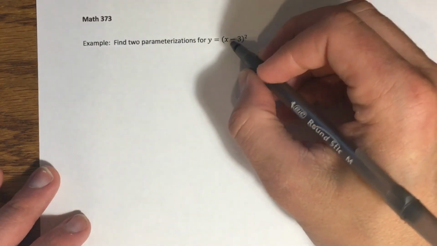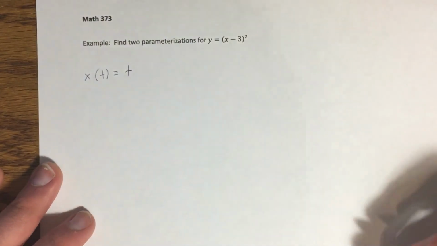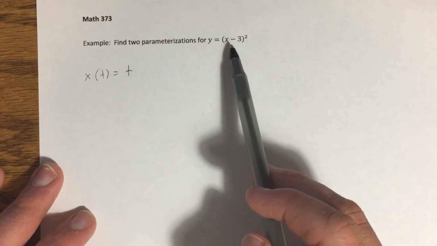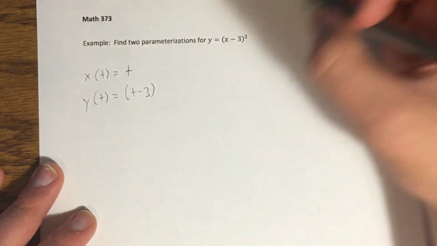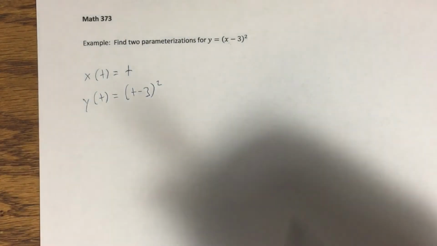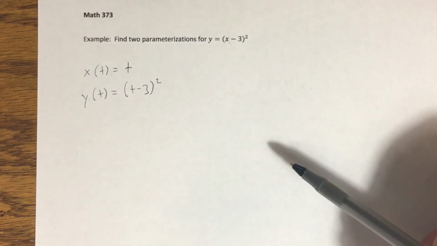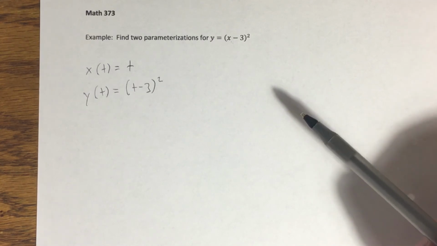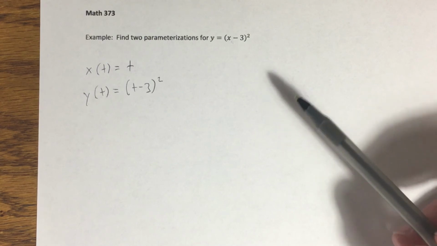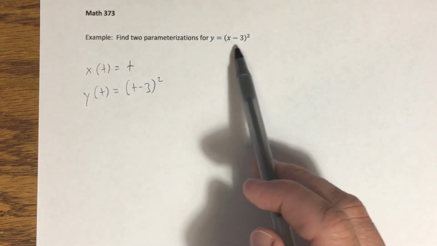So what I mean is this. x is my independent variable. If I let x of t just equal t, then t is going to be substituted for the x in this equation, which means y of t is going to equal (t minus 3) squared. It looks pretty much the exact same as the equation that we started with, but the x has become a t now. That's the easiest way to parameterize a function like this.